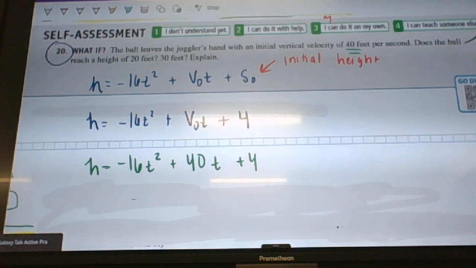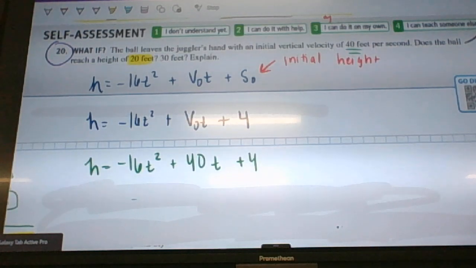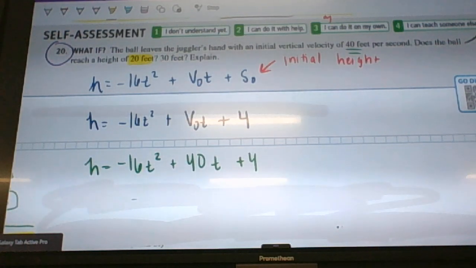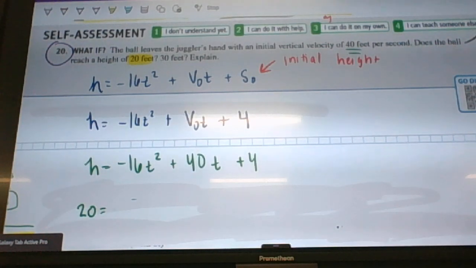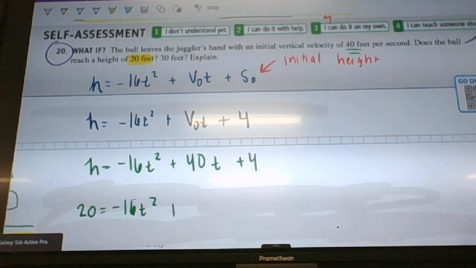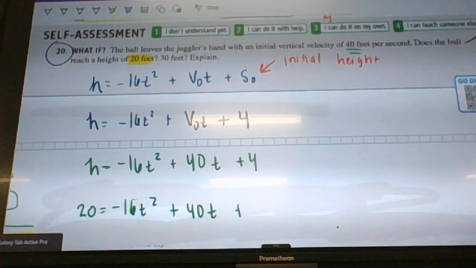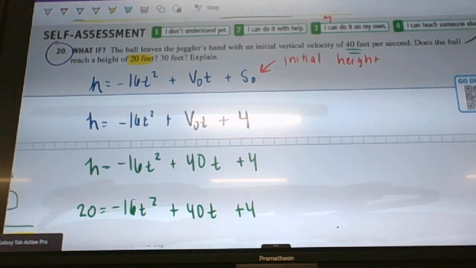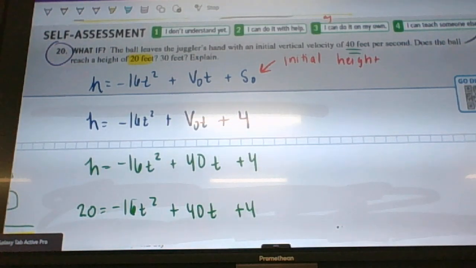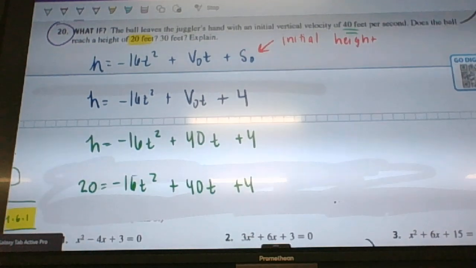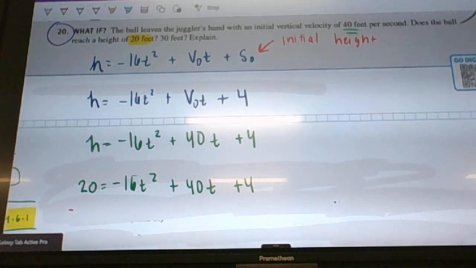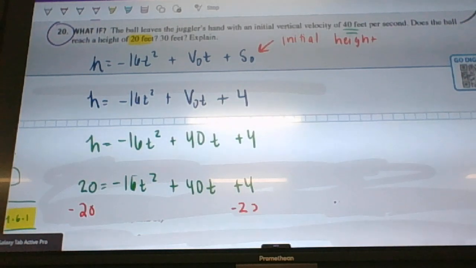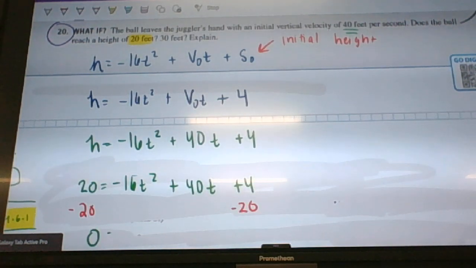All right, does the ball reach 20 feet? Now, 20 feet is a height, so I'm going to put the 20 in where the H is. Okay, now I want you guys to do the quadratic. Well, no, let's not do the quadratic formula. I'm going to shorten the problem up for you. I'm going to subtract 20 from both sides and set it up.